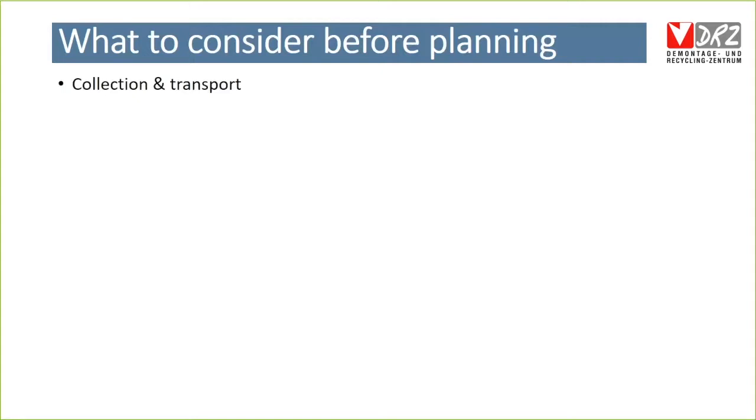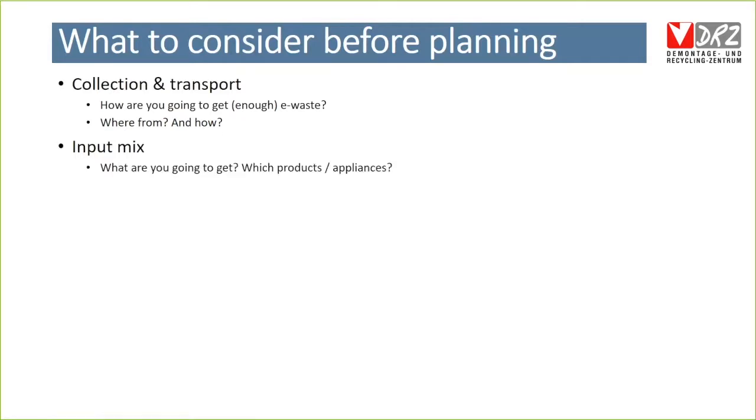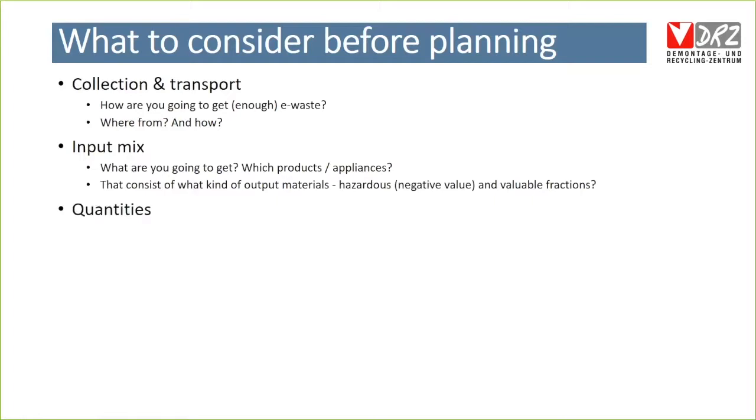You need to think about where you are getting your e-waste from. How is collection going to happen, and the transport? How is it going to get to your facility? How are you going to get enough e-waste, and where from? Then it is important to know the input mix, which kinds of products or appliances you are going to get, because those consist of very different kinds of output materials. When you think about the downstream options, you have to think about your input mix, so you can then talk about output possibilities.